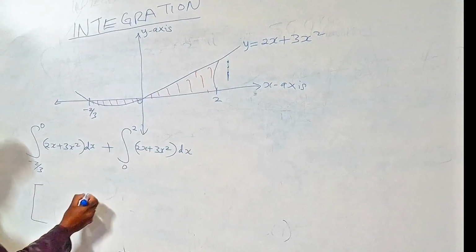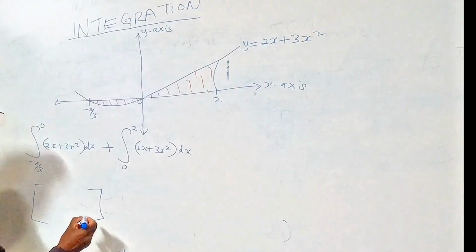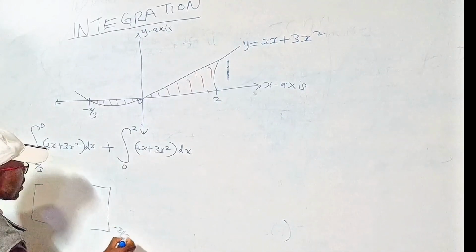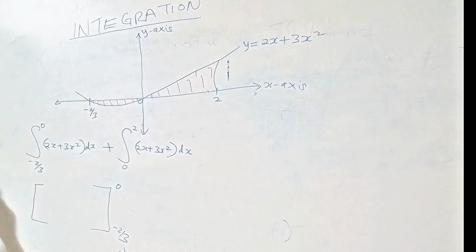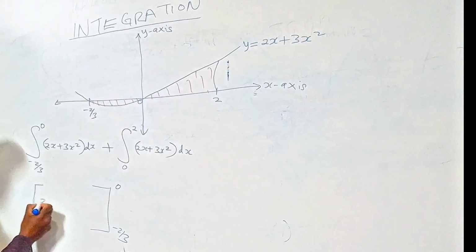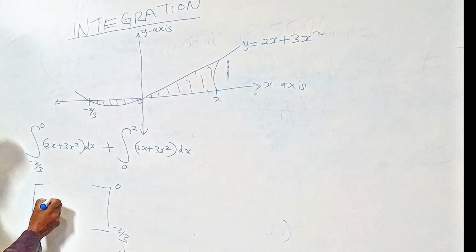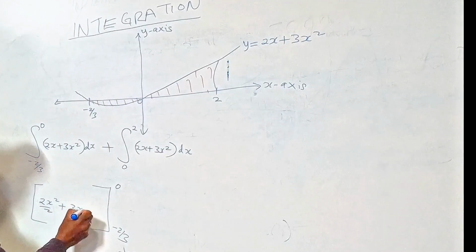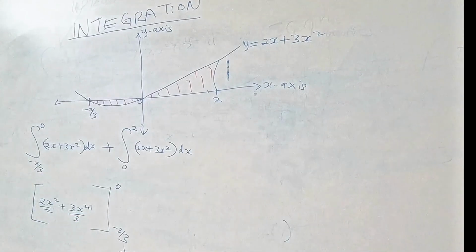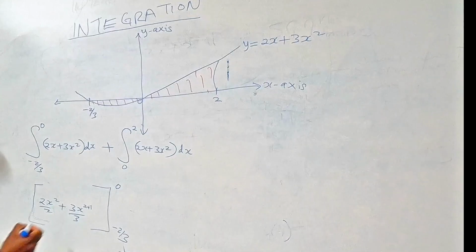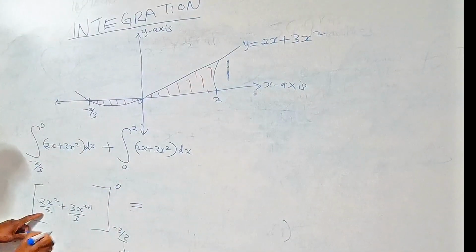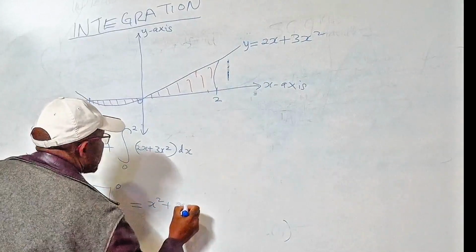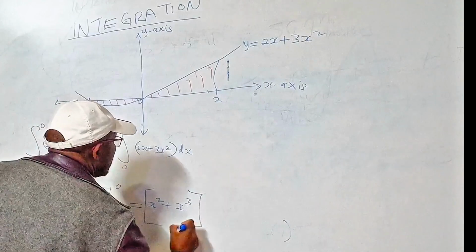Now we'll have the range as from negative 2 over 3 to 0. Then we integrate the function. So this will be 2 into x to the power 1 plus 1, that is x squared, divided by 2, plus 3 into x cubed divided by 3. So we'll get the integral function as x squared, 2 will cancel with 2, 3 will cancel with 3, plus x cubed. This is what we have.